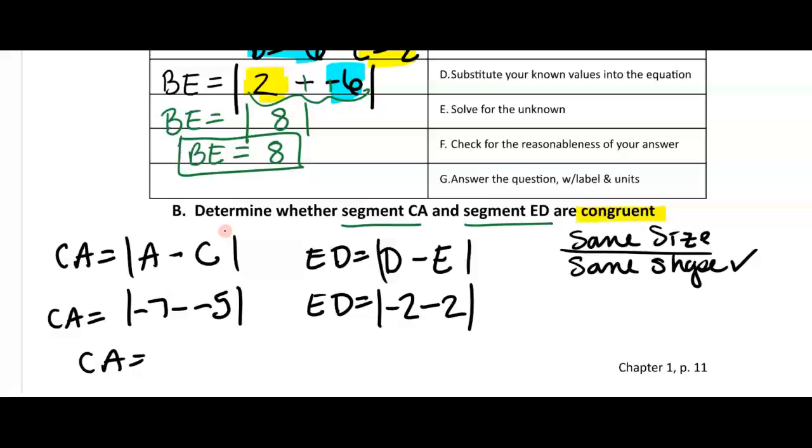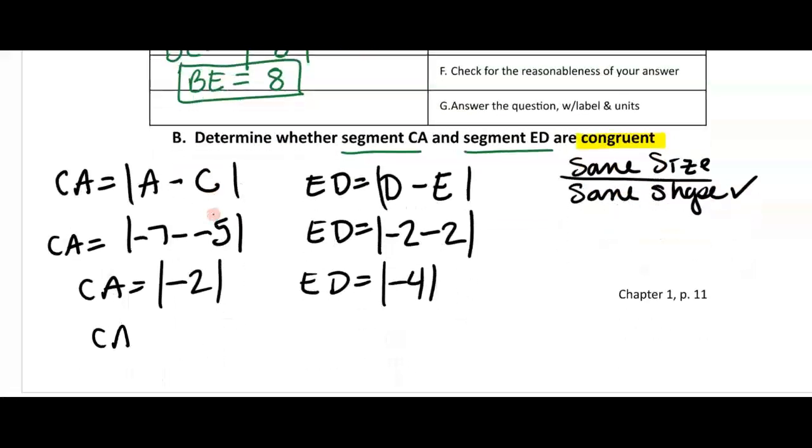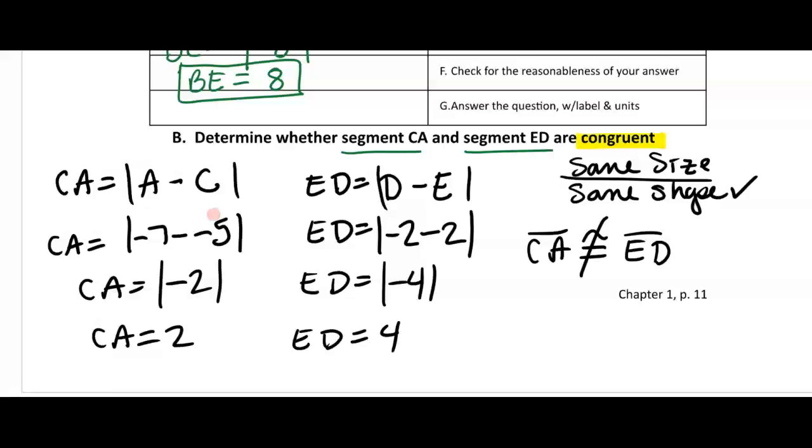-7 minus -5 is -7 plus 5, which is the absolute value of -2. -2 minus 2 is -4. Their absolute values are 2 and 4. Do they have the same measure? No. So CA is not congruent to segment ED. All right, and that is the end of our lesson for today.